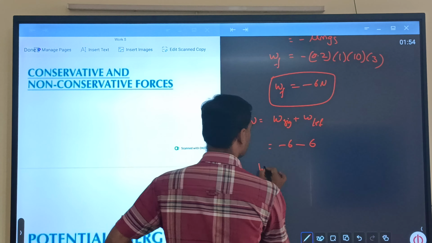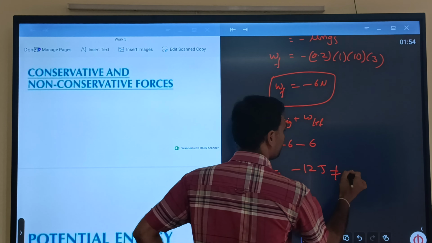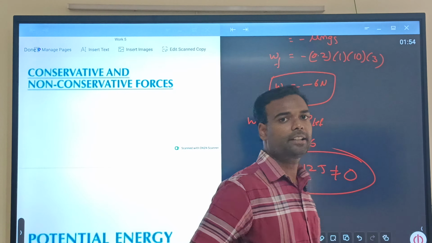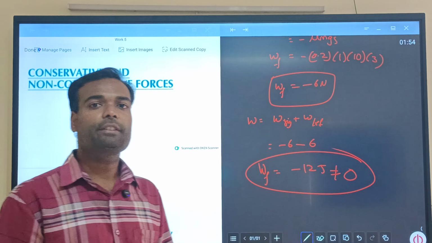So obviously the work done by the friction for the complete journey is minus 12 joules, which is not equal to 0. So we can consider the frictional force is a non-conservative force.